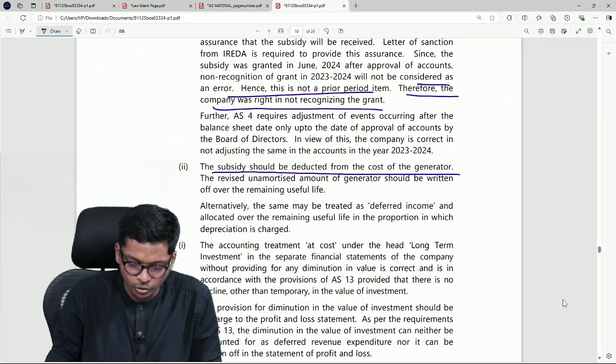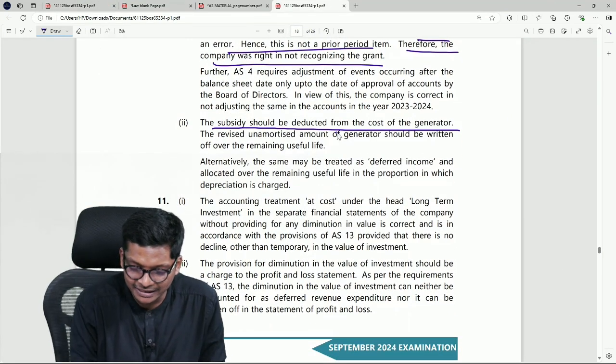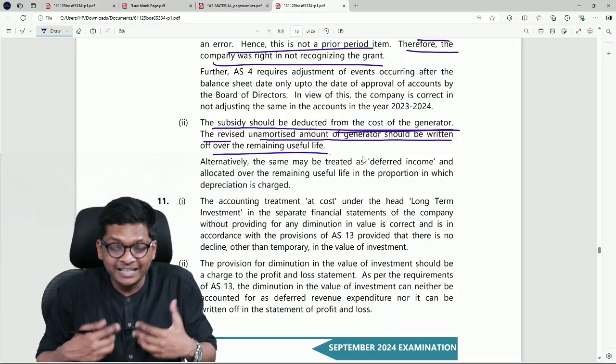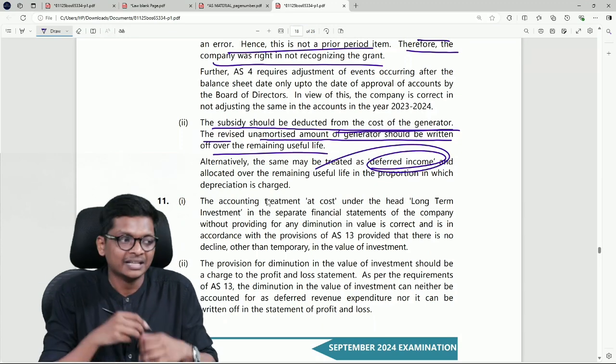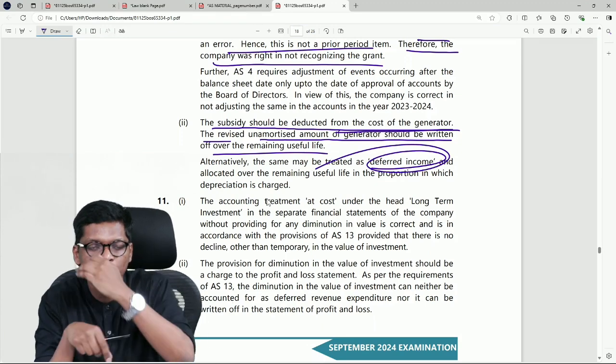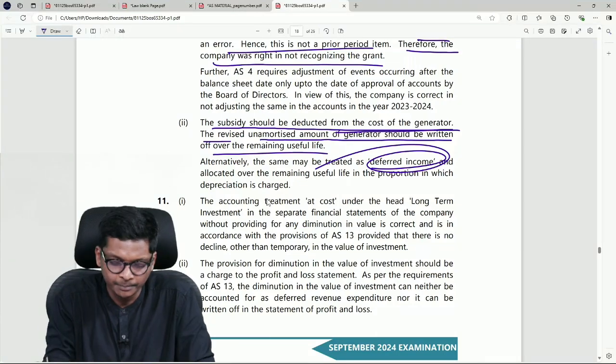That is what is given over here. The subsidy should be deducted from the cost of generator. Revised unamortized amount should be written off over the useful life, or AS 12 also gives a concept called deferred income accounting. Instead of reducing from the cost, we will defer it over the life of the asset. Perfect.